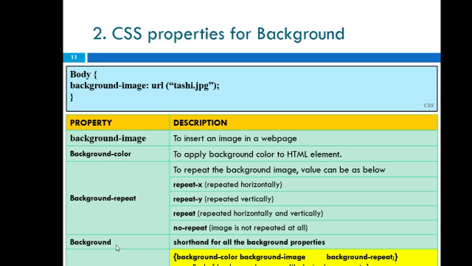Okay, if you want to combine all these properties together, then we have to use background. It's a shorthand for the background properties. For that, first we have to write the color name, and then the image that you are going to insert, and then the value for the background repeat. It could be repeat-x, repeat-y, repeat, no-repeat. And this is the example, body, and then background. We have to write the color, then the image, and then you have to write the repeat value.